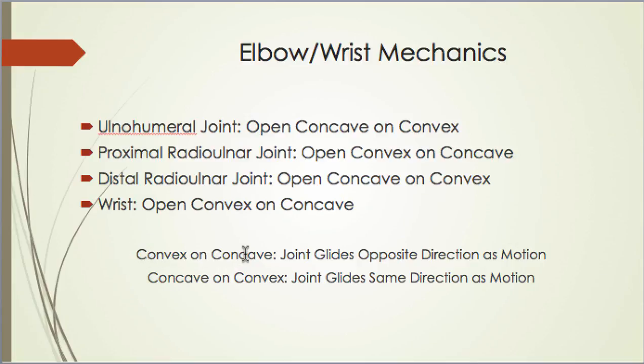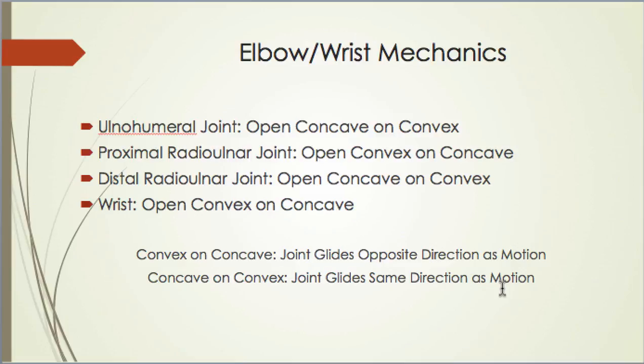Convex surface on concave. When the convex surface is moving on a concave surface, that would be, for example, the glenohumeral joint in open chain. The joint glides in the opposite direction as the motion. So in other words, when we raise our arm overhead, the motion is upward, but the glide is downward in the joint. And that's opposite if it's in closed chain for convex on concave, right? But a concave joint moving on a convex joint, the glide and the motion are the same direction.